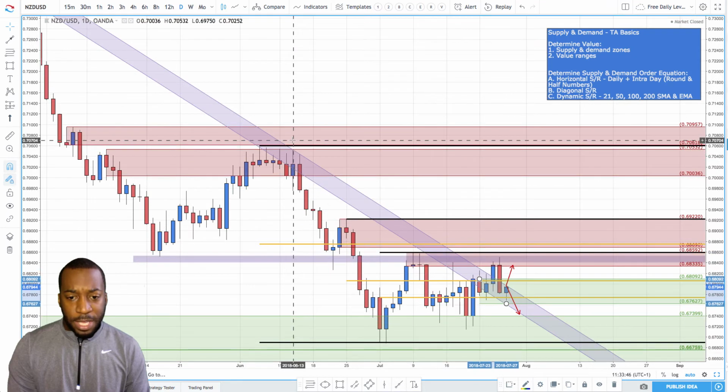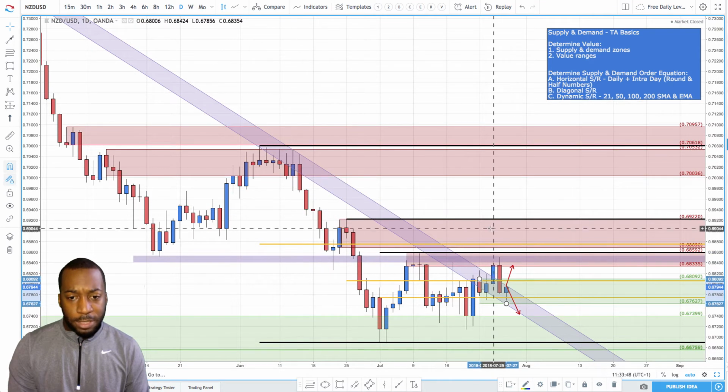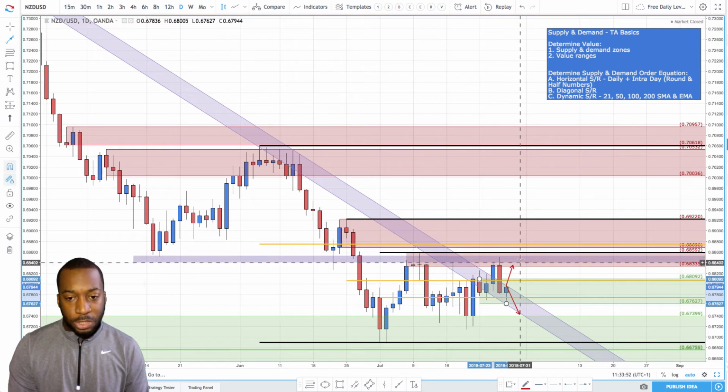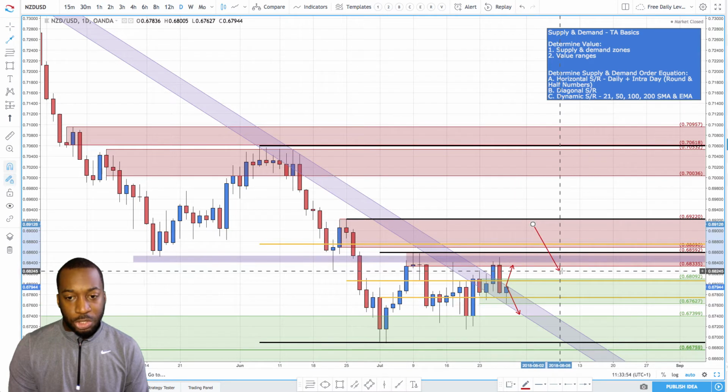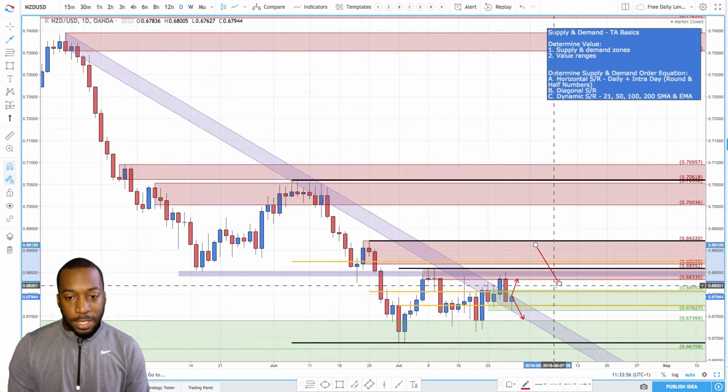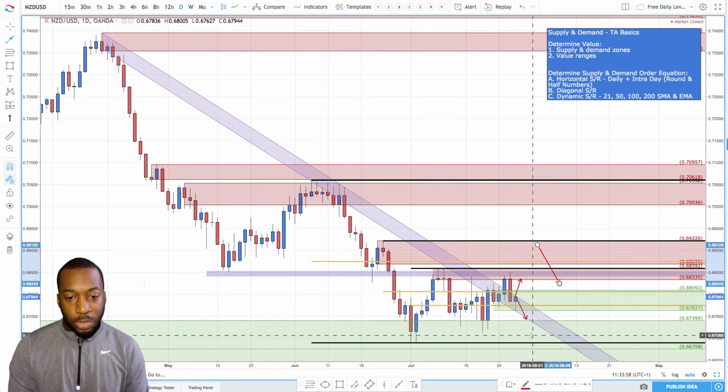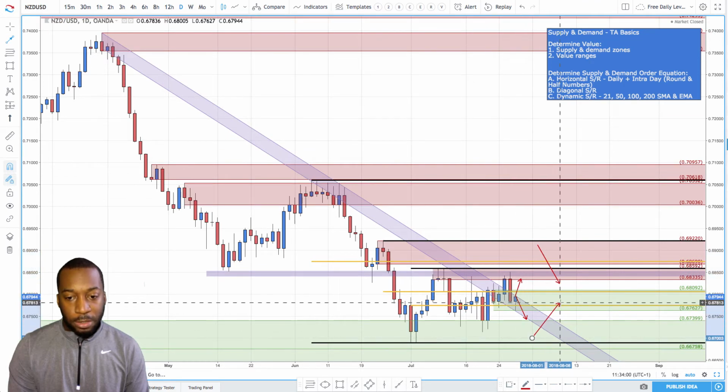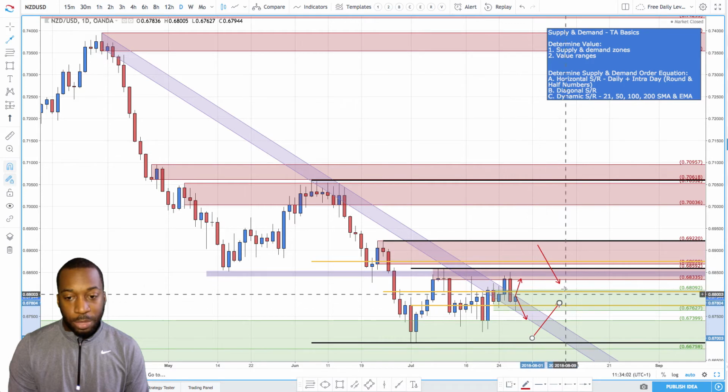But that's going to be it for now for this currency pair. Again, if this price action doesn't work out for me, I'll be looking to probably get short around here. And again, if prices do continue to go lower and you want to be a buyer of the New Zealand dollar, that would be the area to try and get long.